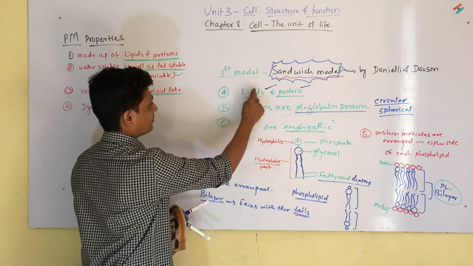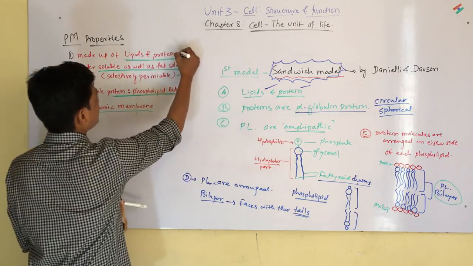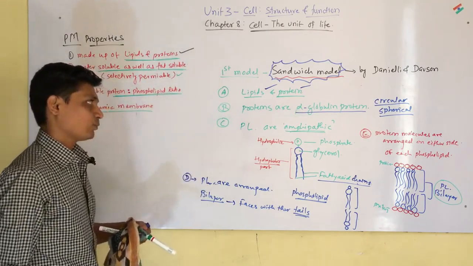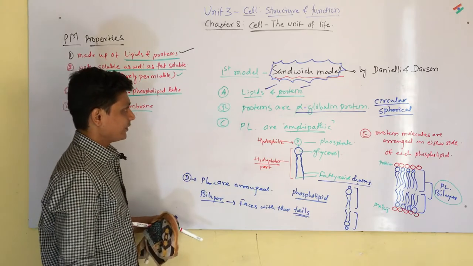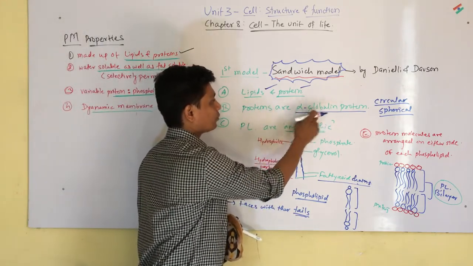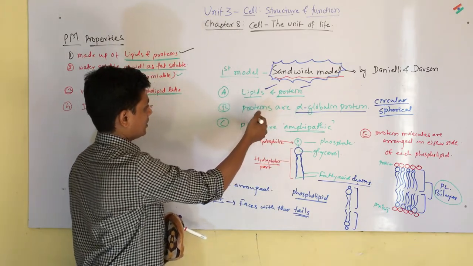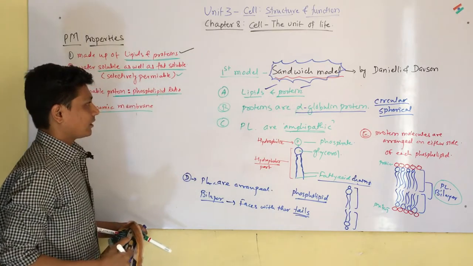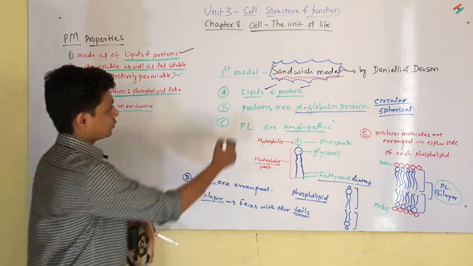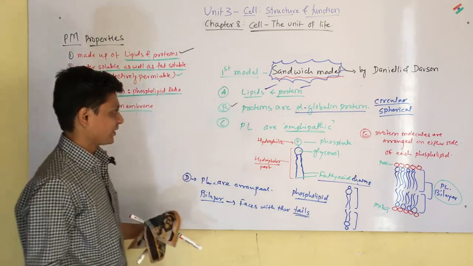First one, lipids and proteins. The plasma membrane is made up of lipids and proteins. This point is concluded in its discovery. Then the second point, the proteins are alpha globulin. As we know, lipids and proteins are there in the model, so this second point is also explained and acceptable.